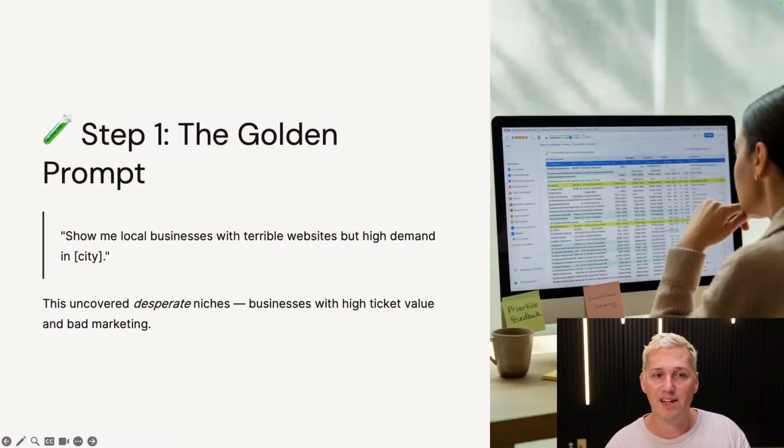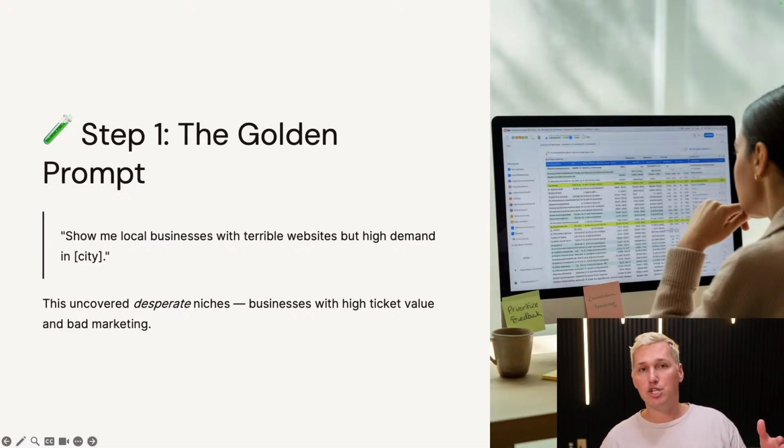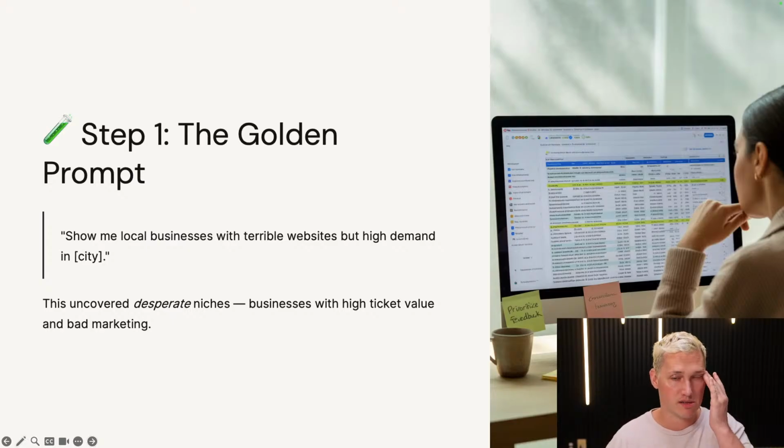So step 1 is the golden prompt. Okay, and this prompt is going to uncover desperate niches in businesses with high ticket value and bad marketing. And that's the key, guys, is that we want to make sure these businesses have actual money to spend, but we want to make sure that they have bad marketing, because that's going to make this a really easy win for us. So this is the prompt that we're going to use today.